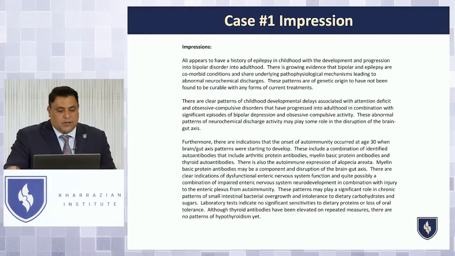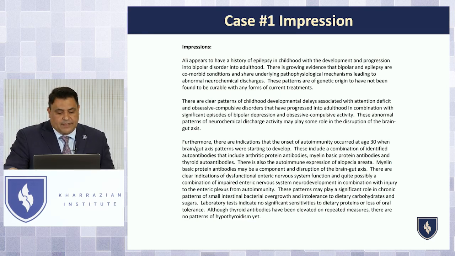There are clear patterns of childhood developmental delay associated with attention deficit and obsessive compulsive disorders that have progressed into adulthood, in combination with significant episodes of bipolar depression and obsessive compulsive activity. These abnormal patterns of neurochemical discharge activity may play a role in the disruption of the brain-gut axis, because the chief complaint is GI symptoms. Furthermore, there are indications that the onset of autoimmunity occurred at age 30 when brain-gut axis patterns were starting to develop. So he also has Hashimoto's, by the way.